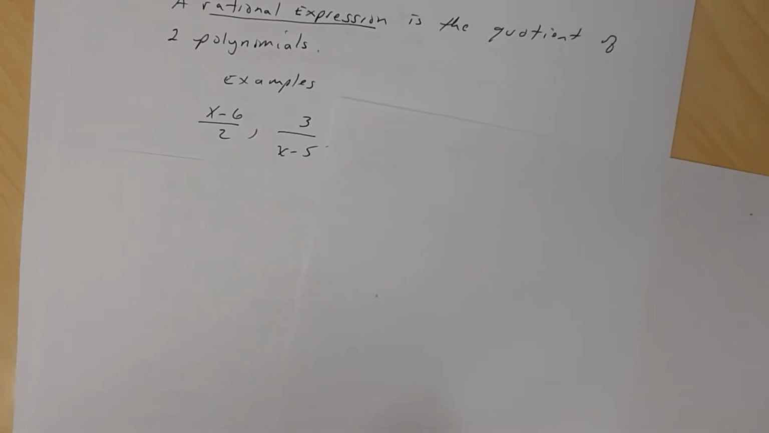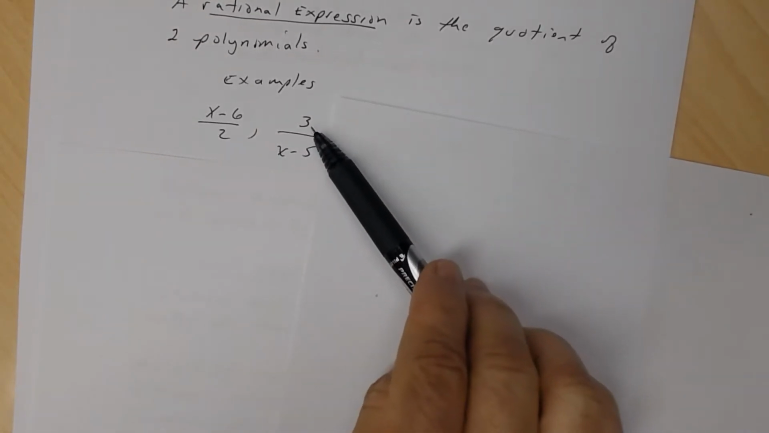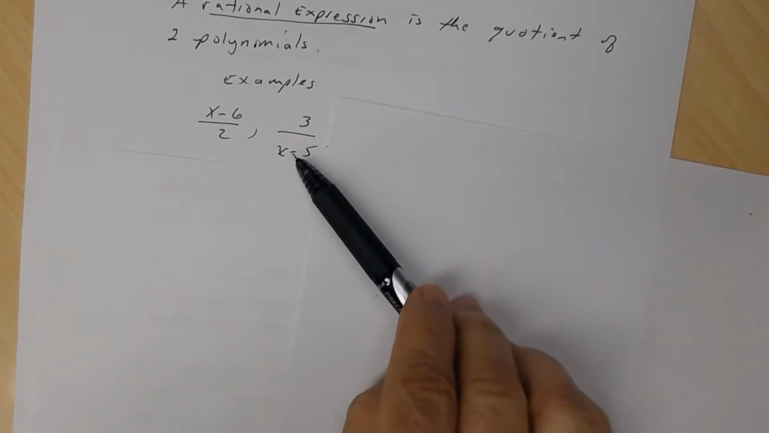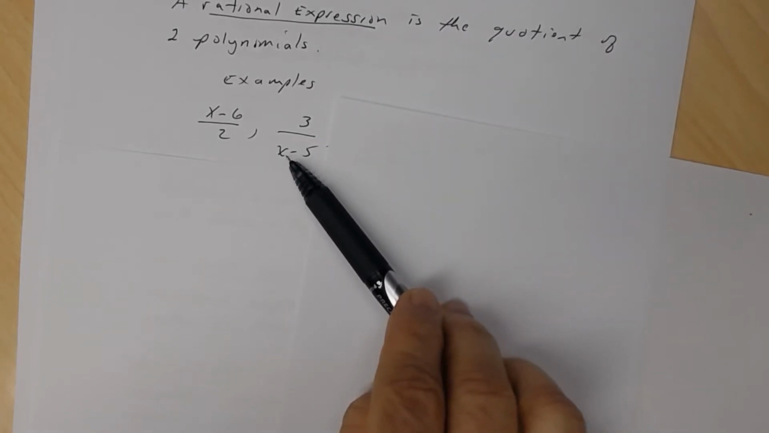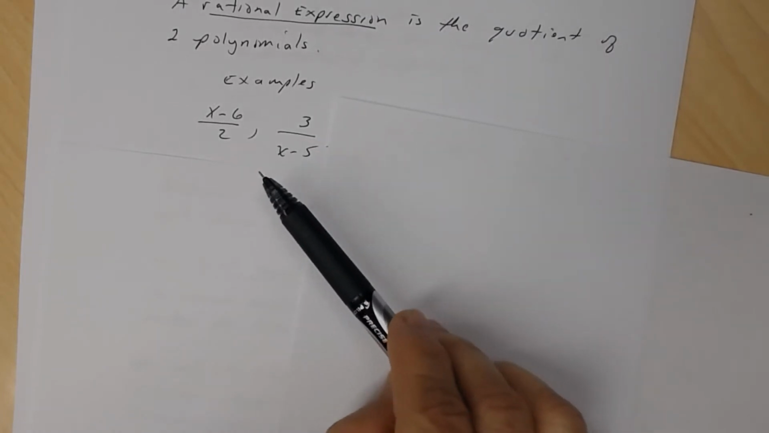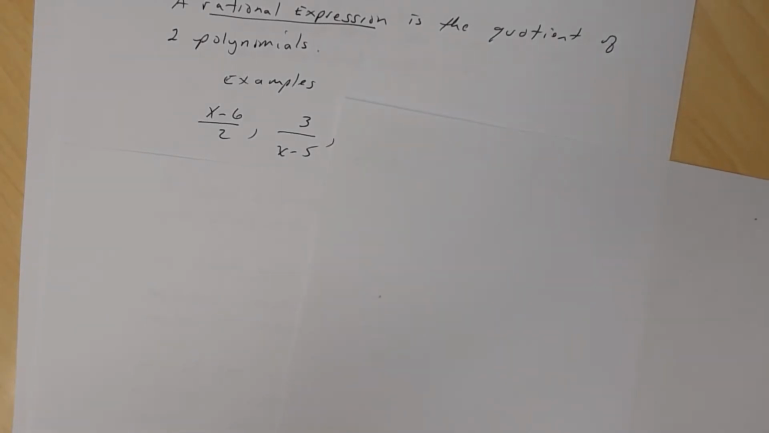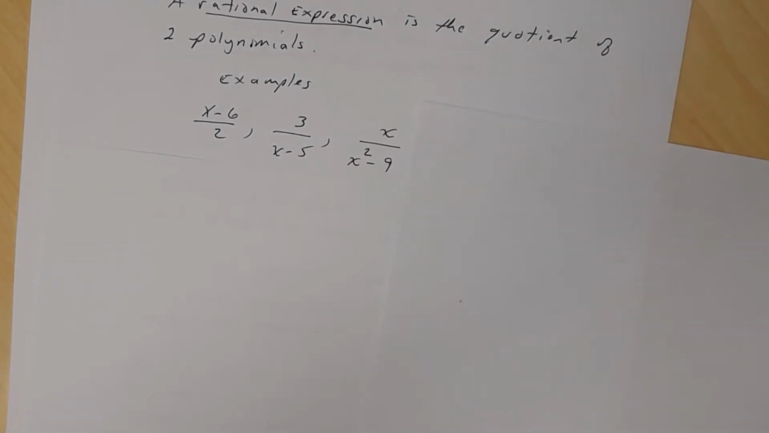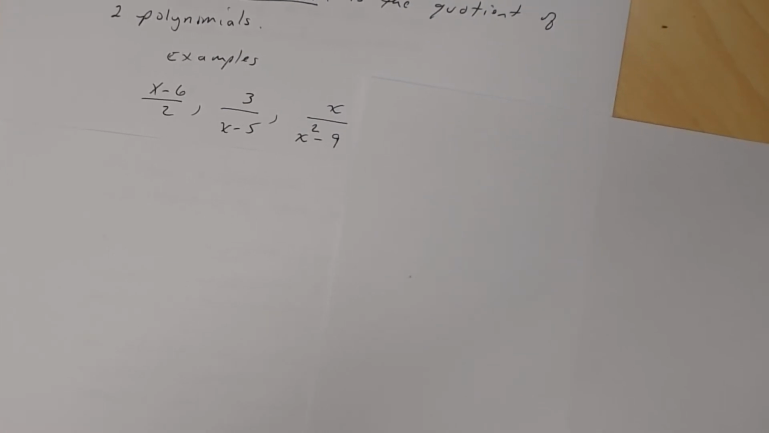In the next example, notice this time that when you look at this rational expression, the denominator contains a variable, so that's going to contribute to the idea of restrictions. And again, here's another example.